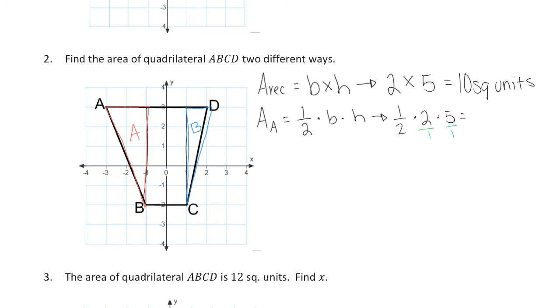So now we have 1/2 times 2 times 5. To solve for this, I can say, all right, what is 1 times 2 times 5? And that's going to give me 10. And then 2 times 1 times 1 is going to give me 2. 10 divided by 2 is going to give me 5, so I'm getting 5 square units.